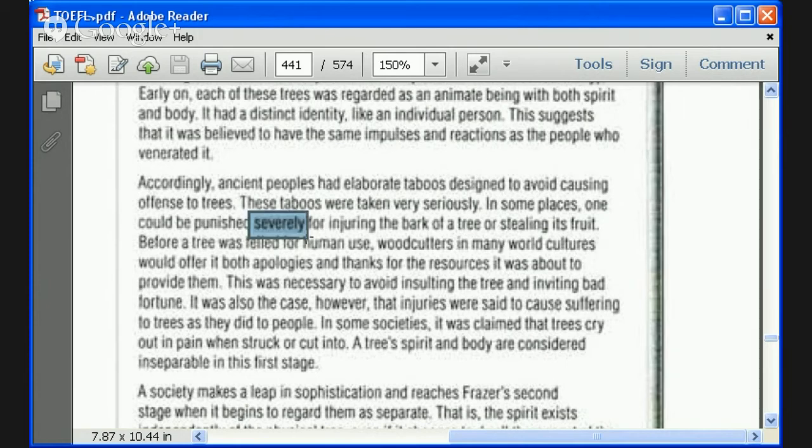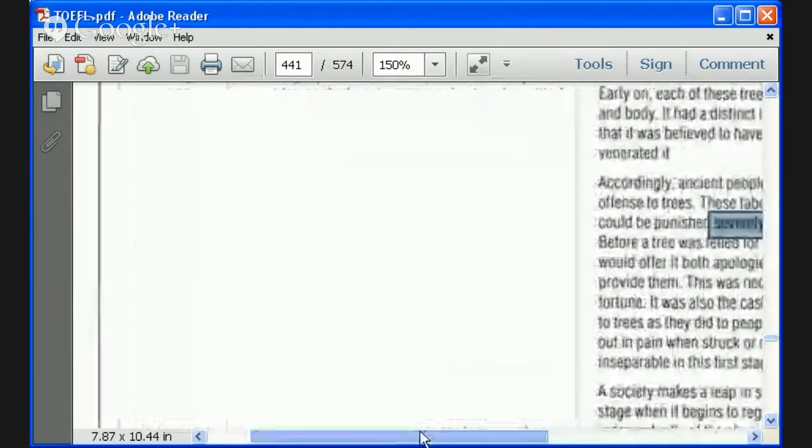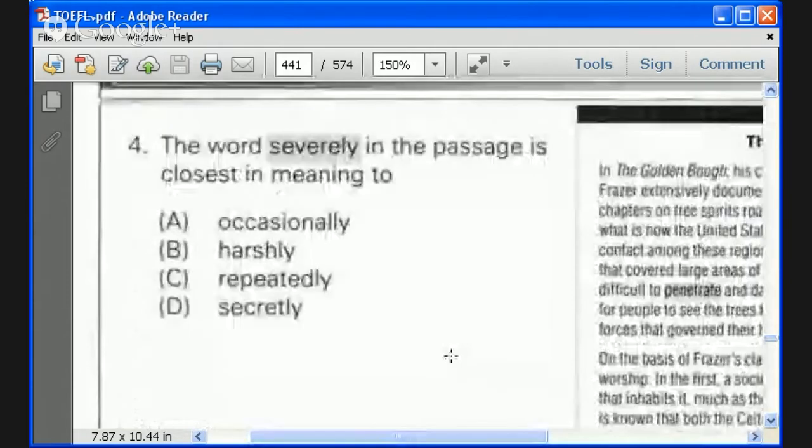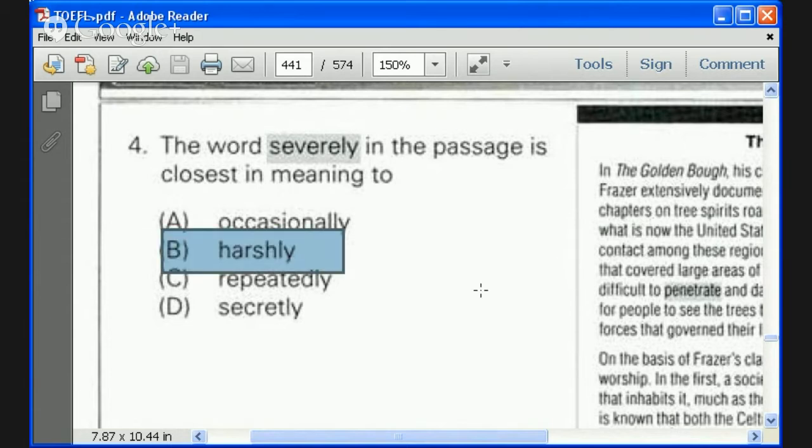Another clue with vocabulary, obviously you want to look at word type. Is it a noun? Is it a verb? Is it a connective? Is it an adverb? Here it's an adverb. Your choice of harshly is a good choice because it is synonymous with severe, harsh. A severe winter, a harsh winter. The adjectives are the same, the adverbs are the same. And look, there it is.